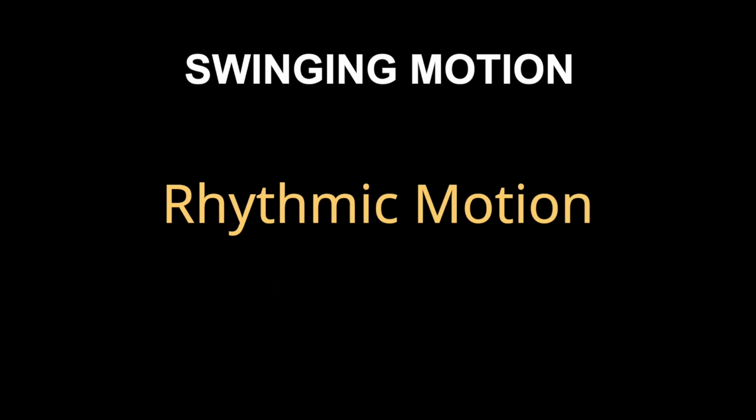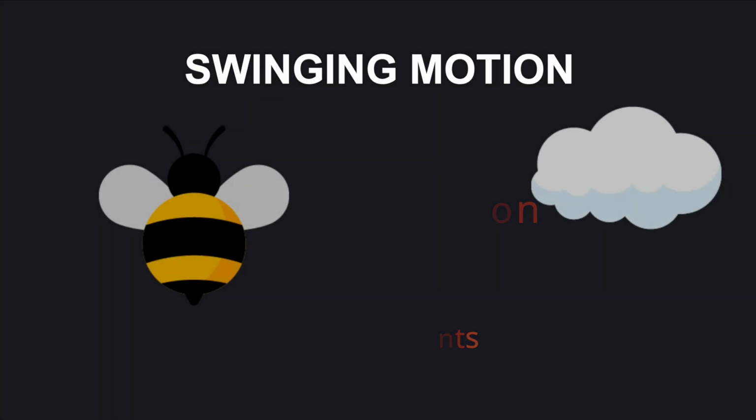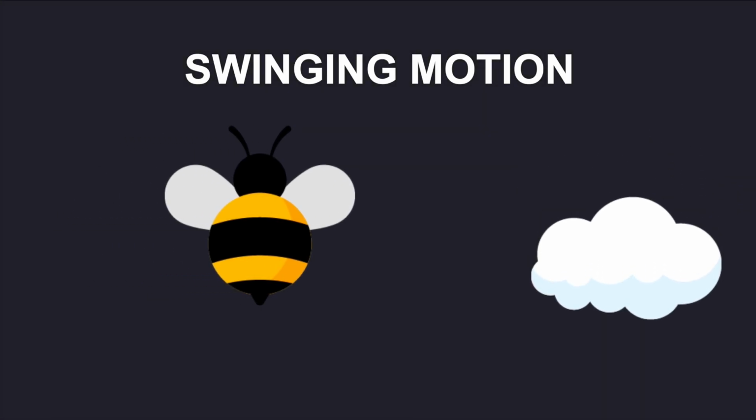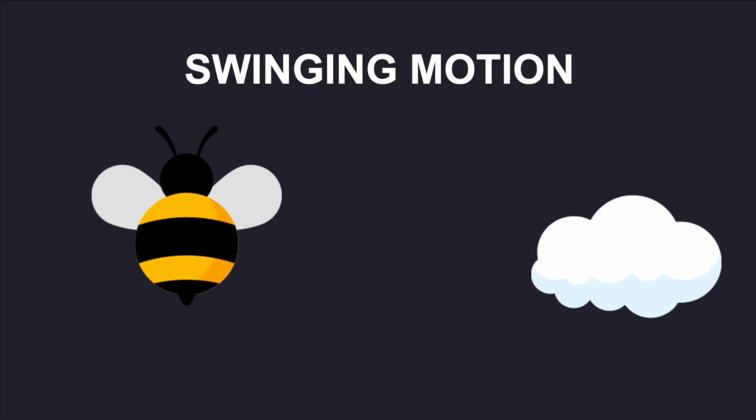A swinging motion is a kind of rhythmic motion where an object oscillates between 2 endpoints. This kind of motion is quite common in games to emulate certain behaviors of the entity, such as a flying beam motion or a floating car motion in the example.